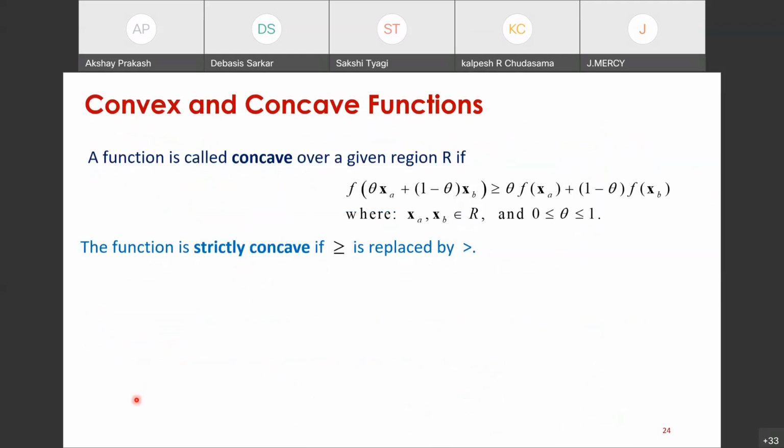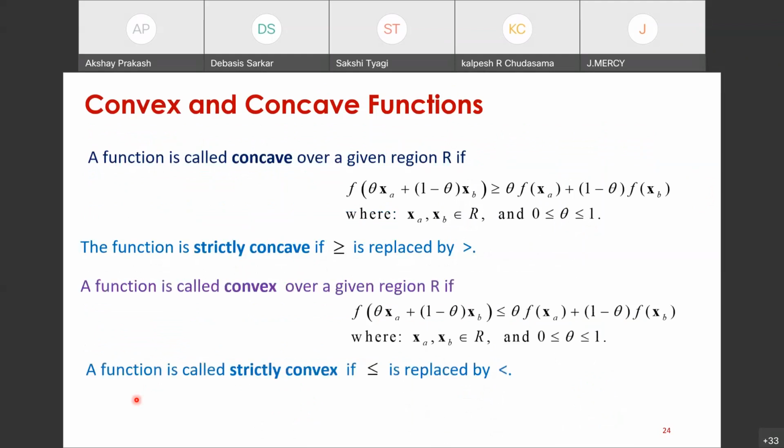Okay. The objective function of a linear programming problem is a convex function. I think you know what is a convex function and a concave function. The convex function is defined like this. Suppose we consider the function f. A function f is convex over a region R if you take 2 points xa and xb and make a point like theta into xa plus 1 minus theta into xb, where theta is anything between 0 and 1.